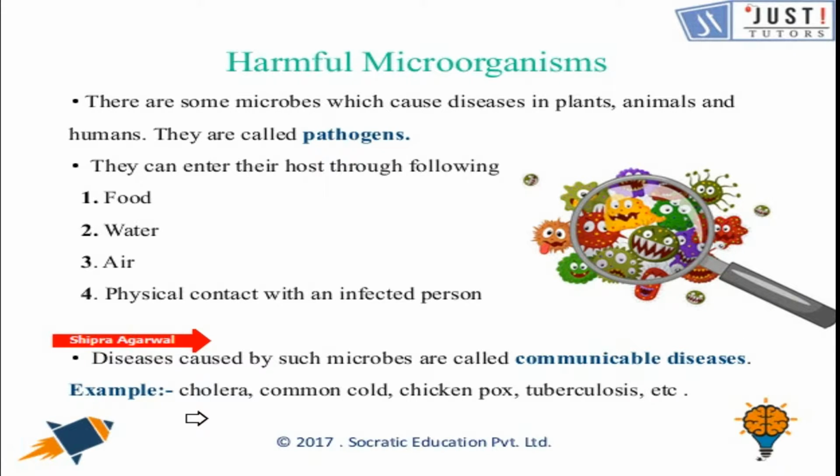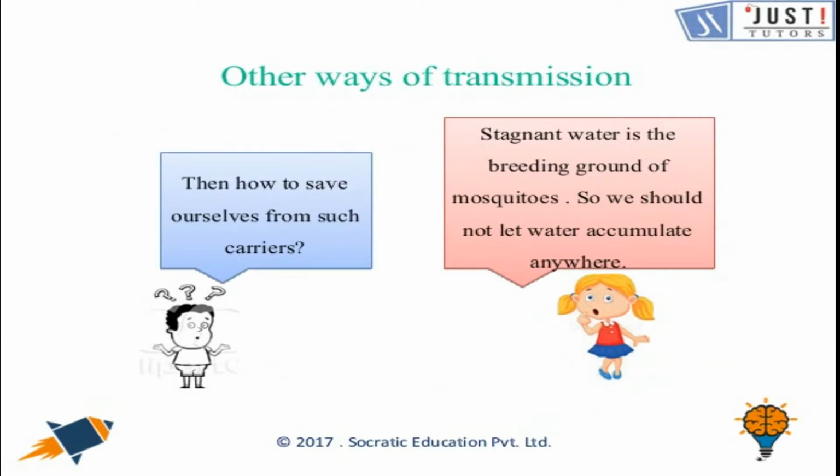Some examples of these diseases are cholera, common cold, chickenpox, and tuberculosis. A virus spreads in the air from a person suffering from a common cold, and it can be transmitted to a healthy person while breathing. Now, what are the other ways of transmission, and how can you protect yourself from these carriers?